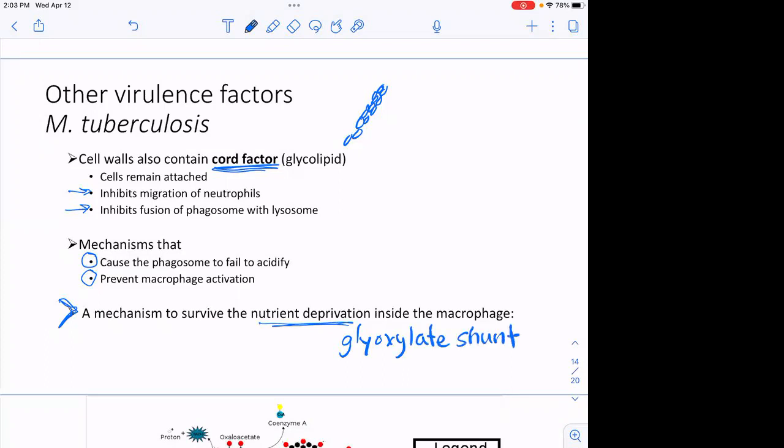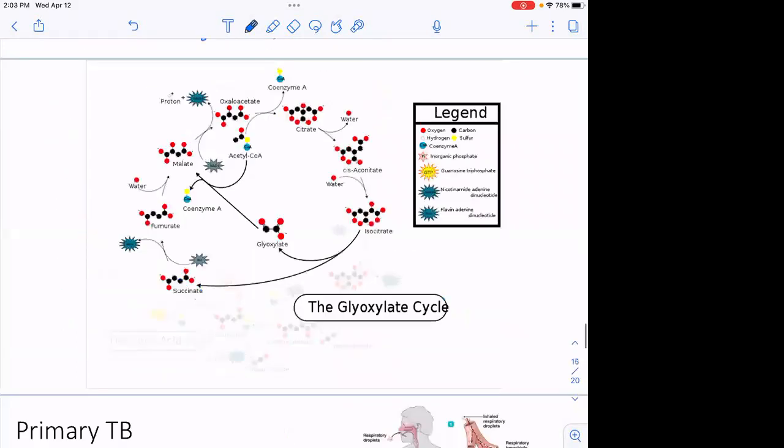Okay, so we talked about this a long time ago. Remember, this is a variation of the Krebs cycle that not only some bacteria use, but it's prevalent in fungi, it's prevalent in plants, but humans are not able to use this pathway. So if you remember back, a couple of months ago, we were talking about metabolism. This was the glyoxylate cycle, or the glyoxylate shunt figure that I showed you.